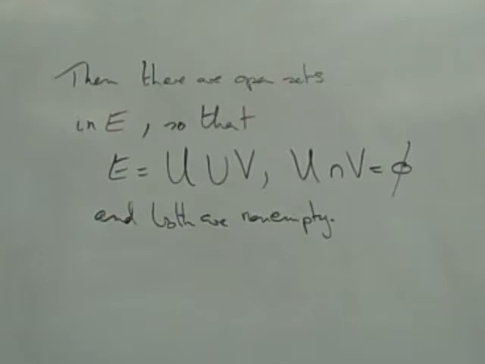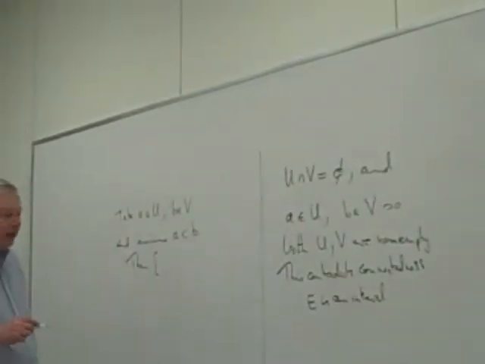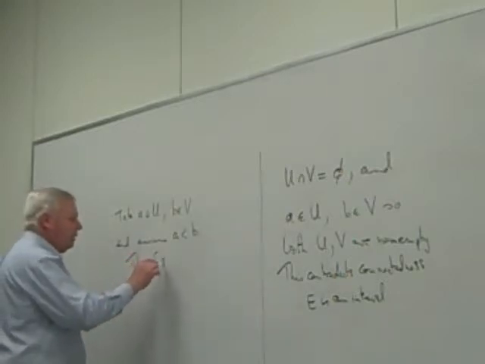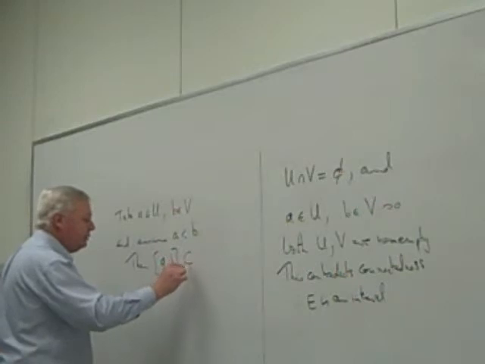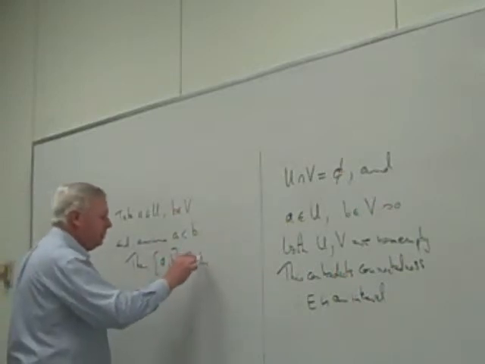So, since they're non-empty, we can take a point in each one. So take A in U, B in V, and we can assume that A is less than B, otherwise we can just interchange U and V. Then, because we have an interval, the closed interval A to B is contained in E.